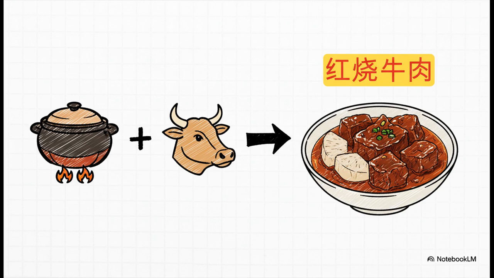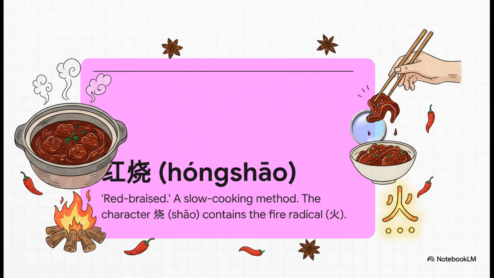Okay, let's analyze a second, incredibly common way dishes are named. You take the cooking method and you add the ingredient. A classic example is hong shao niu rou. Once you get this structure down, you'll be able to figure out a huge number of dishes. So let's take a closer look at this term, hong shao.